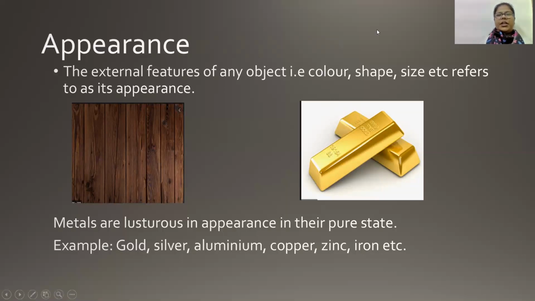This property of possessing shine is termed as luster. So metals are lustrous in appearance in their pure state. Because of the shiny property of metals, they are used to make ornaments like gold and silver. Different examples of metals are gold, silver, aluminium, copper, zinc, iron, etc. So the first property based on which we differentiated the materials is appearance, that is their external features.